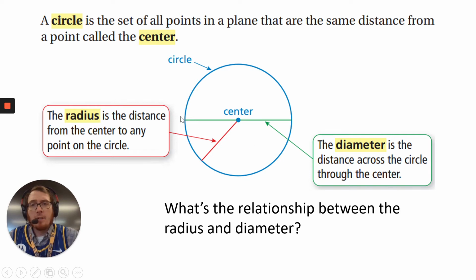The diameter is the distance all the way across, from one side to the other, that goes through the center. Don't forget that the radius is always half of the diameter, or 2 times the radius is equal to the diameter. That relationship is going to be important as you go through these sections.